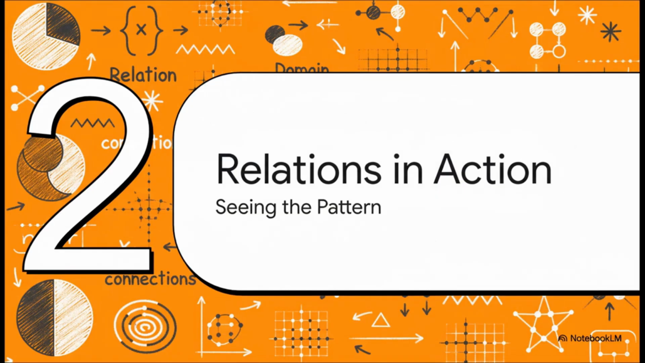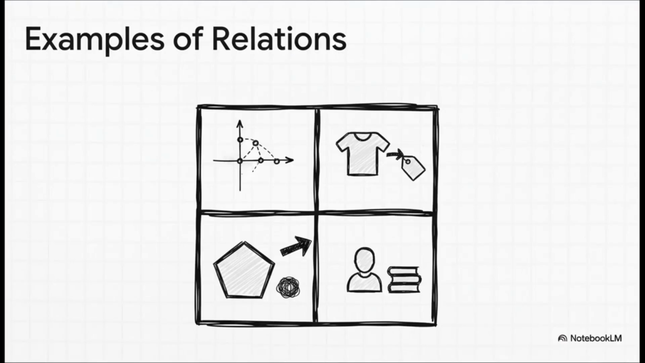Okay, so we've got the definition. We've got domain, we've got range, we've got the basics down. Now, let's see this stuff out in the wild. I promise, once you know what you're looking for, you are going to start seeing relations absolutely everywhere. I mean, they can be purely mathematical, right? Like a set of points you'd plot on a graph. They can be commercial, like pairing an item in a store with its price tag. They can be geometric, pairing a shape with how many sides it has. Or even academic, like pairing a student with all the classes they're taking. Every single one of these is just a different flavor of a relation. They're all just a set of ordered pairs.